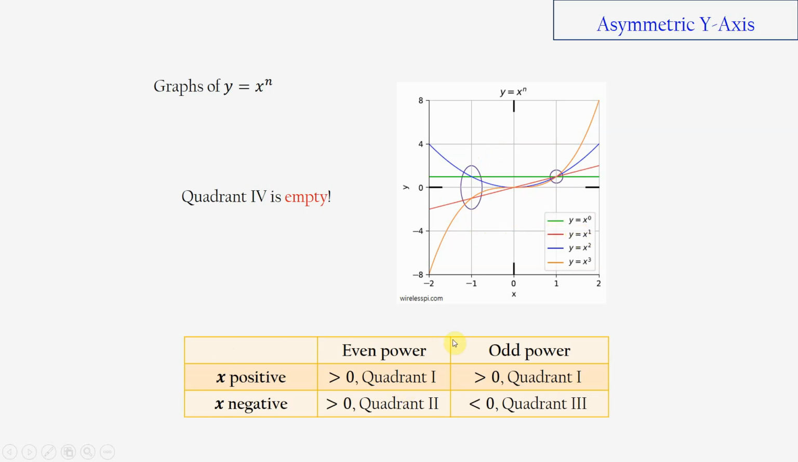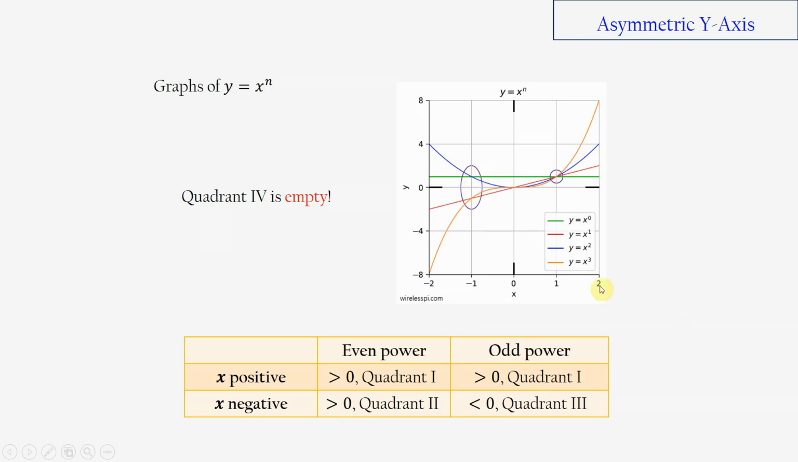This is summarized in this table. Why did I draw these two ellipses here? For positive x, all even powers of x lie in quadrant 1 and cross through the point plus 1, plus 1. On the other hand, for negative x, all even powers of x lie in quadrant 2 and cross through the point minus 1, plus 1. While all odd powers of x lie in quadrant 3 and cross through the point minus 1, minus 1. In other words, there is an oscillation between plus 1 and minus 1 in values of y at x equals minus 1.